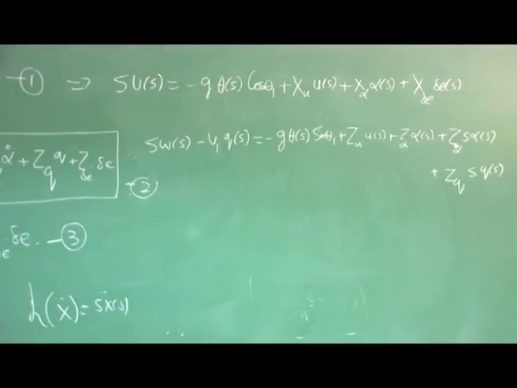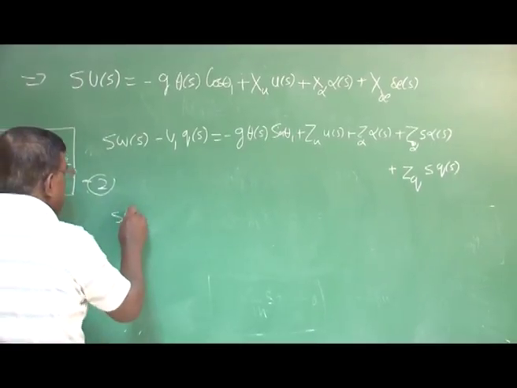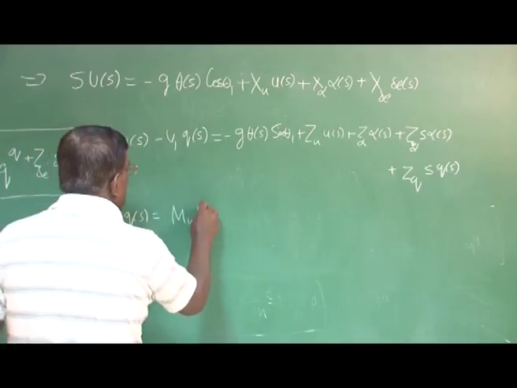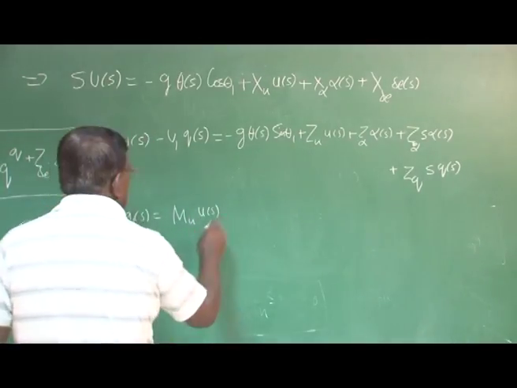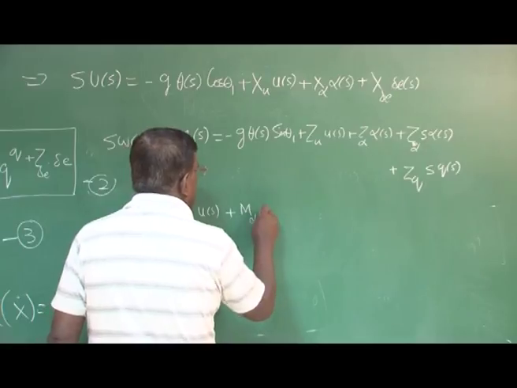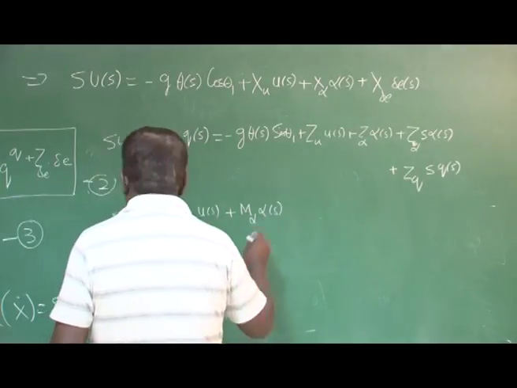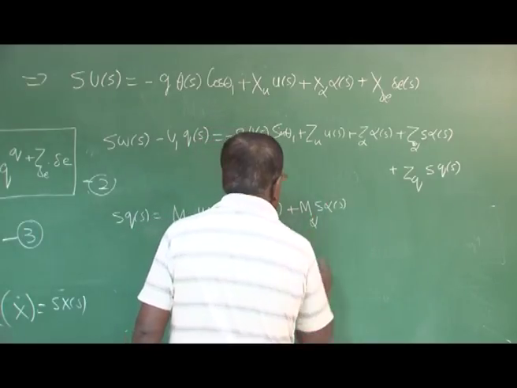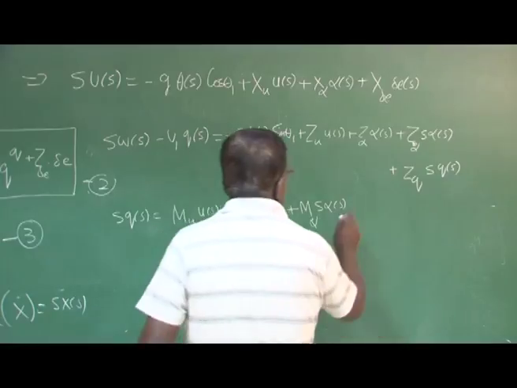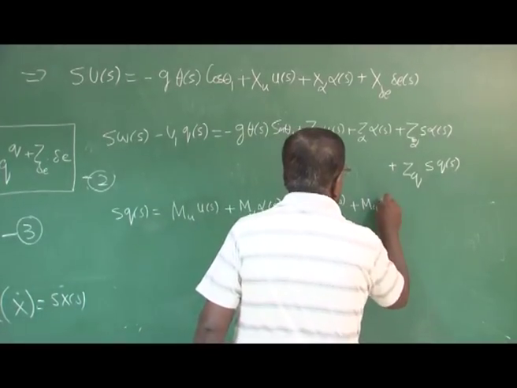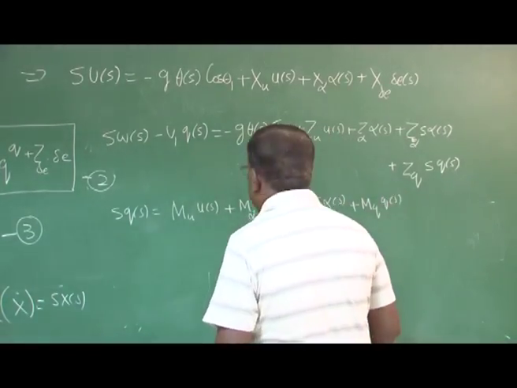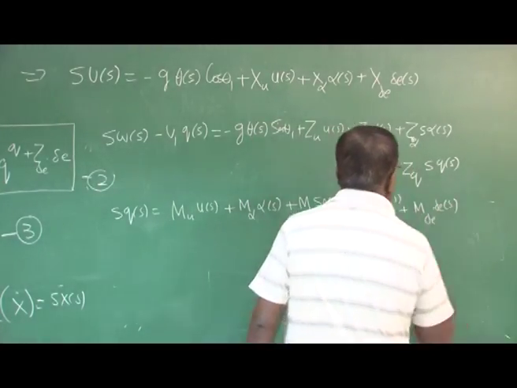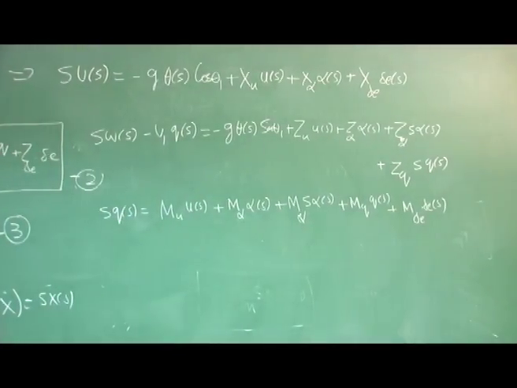And for the third equation, I can write s q of s is equal to mu into u of s plus m alpha into alpha of s plus m alpha dot into s alpha of s. Again, alpha dot is there. Similarly, mq into q of s plus m delta e into delta e of s.